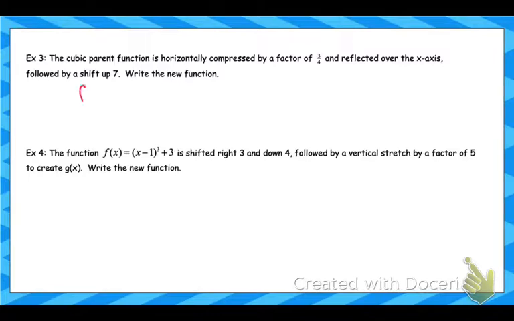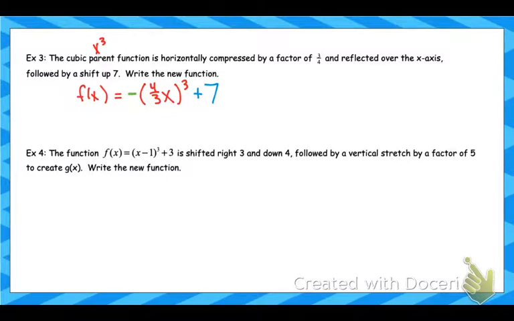So let's write our new function. So we're going to take the cubic parent function and compress it by a factor of 3/4. So remember, that means inside the parentheses, and the horizontal stuff is backwards. So that is my horizontal compression. Reflecting over the x is a negative outside the parentheses. And then shifting up 7 is just a plus 7.